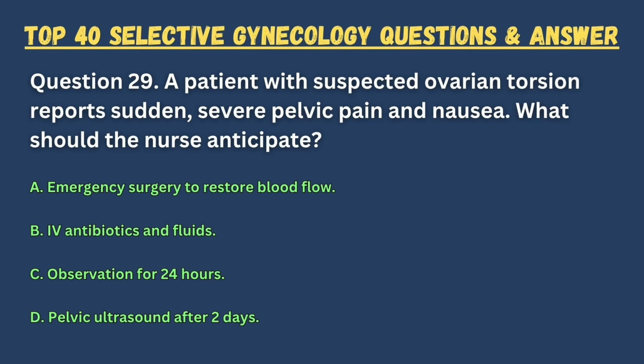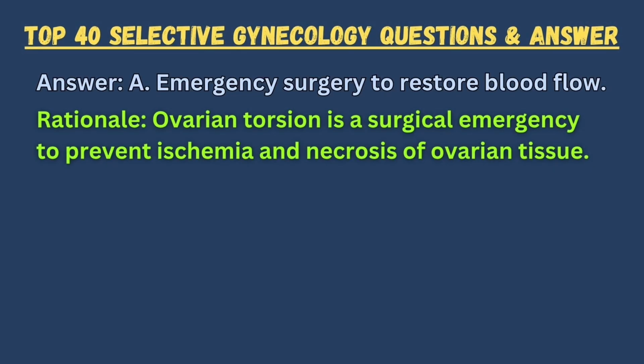Question 29. A patient with suspected ovarian torsion reports sudden, severe pelvic pain and nausea. What should the nurse anticipate? A. Emergency surgery to restore blood flow. B. IV antibiotics and fluids. C. Observation for 24 hours. D. Pelvic ultrasound after 2 days. Answer: A. Emergency surgery to restore blood flow. Rationale: ovarian torsion is a surgical emergency to prevent ischemia and necrosis of ovarian tissue.